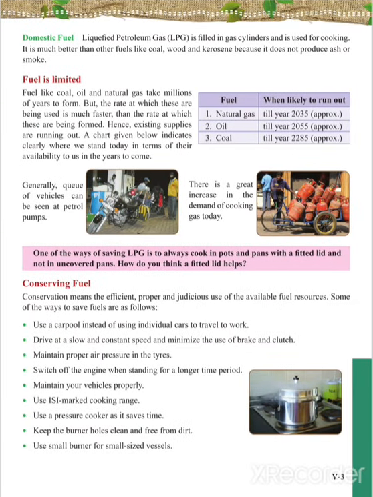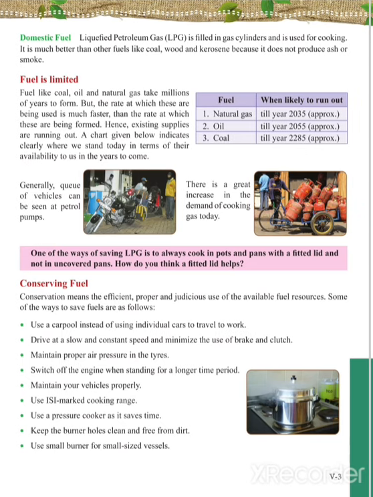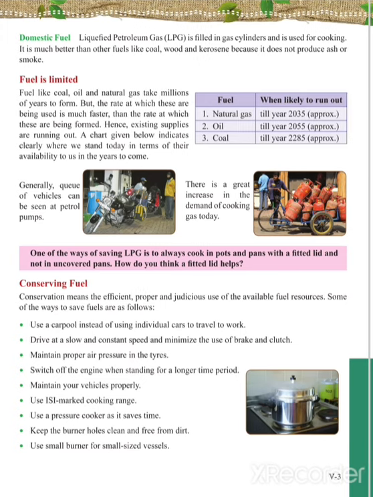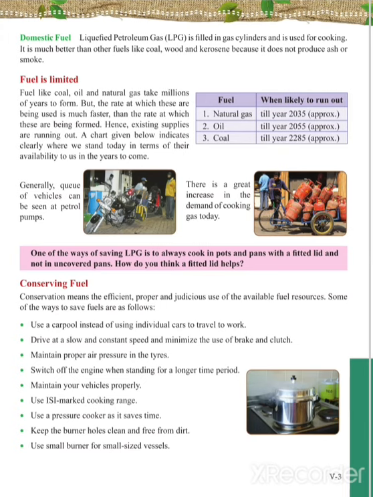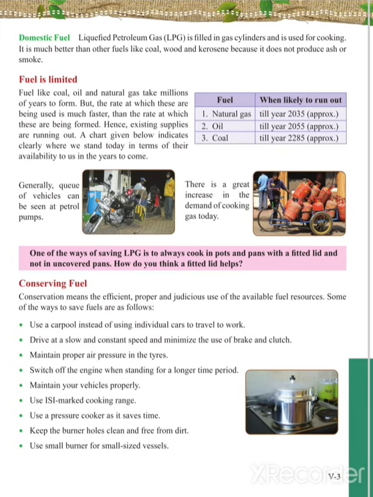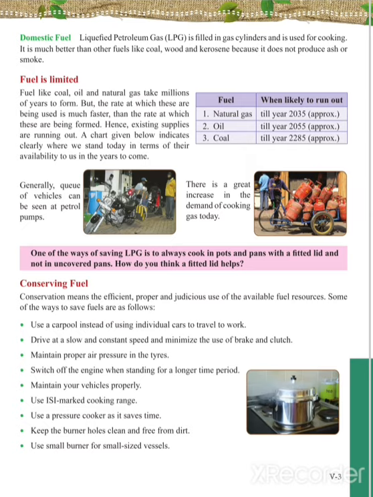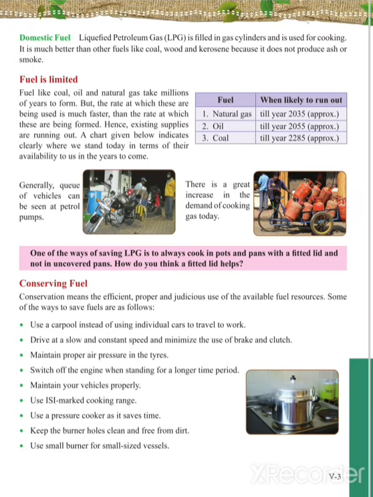Domestic fuel, liquid petroleum gas, is filled in gas cylinders which we can see in our kitchens. This is used for cooking. It is much better than fuel like coal, wood, and kerosene because it does not produce ash or smoke. LPG burns without giving any smoke or ash.